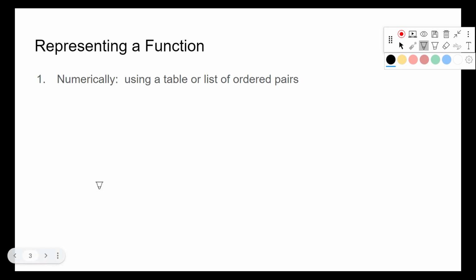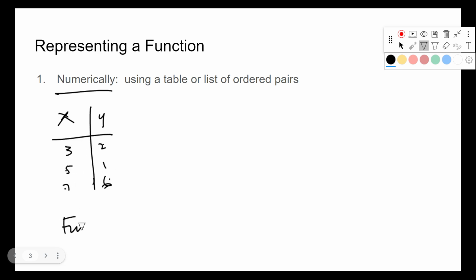Now, there are three ways to represent a function. The first one is numerically, using a table or list of ordered pairs. So let's say we had a table, 3, 5, 7, 2, 1, 6. This is certainly a function. Each x value has its own y value. Each person has their own height. Okay, this is a function.